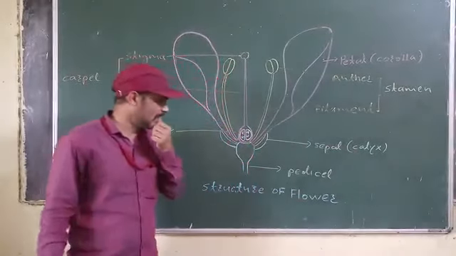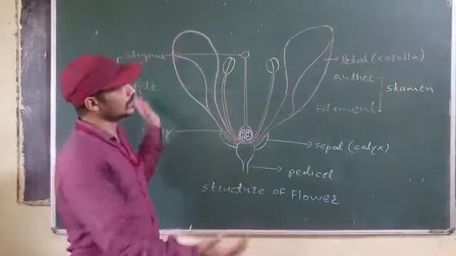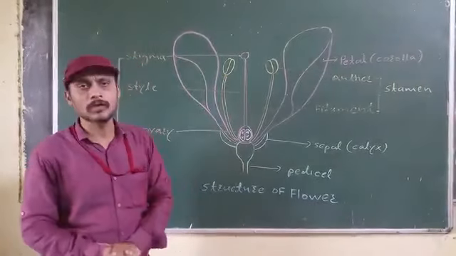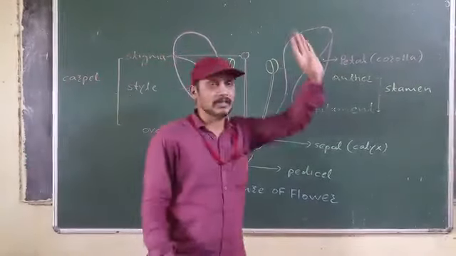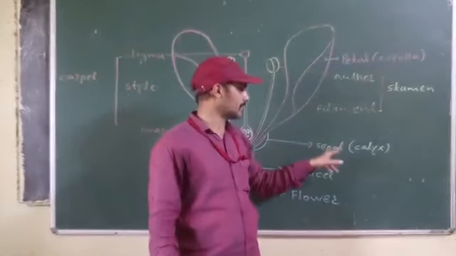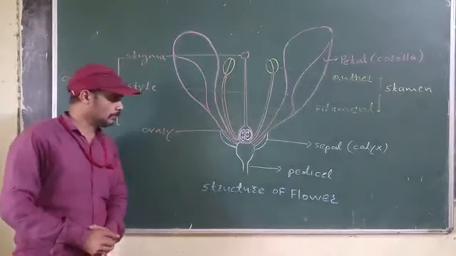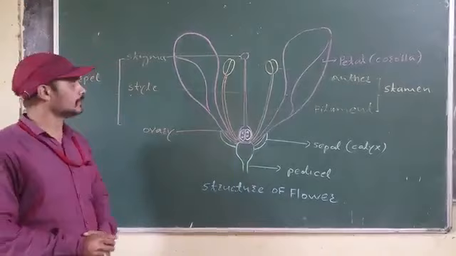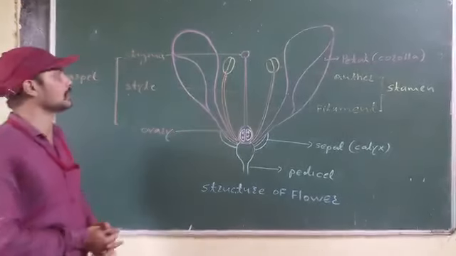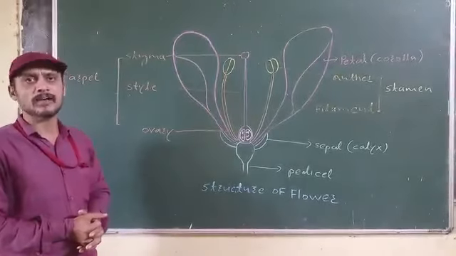The third part is the pedicel. So what is pedicel? Pedicel holds the flower. So basically, number one is petals, the second is the sepal, and the third is the pedicel. Now, after the non-essential floral whorls, we are going to understand the essential floral whorls, which directly take part in the process of sexual reproduction.